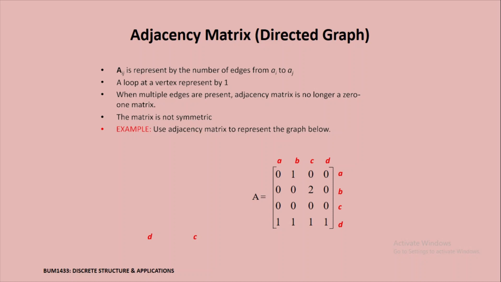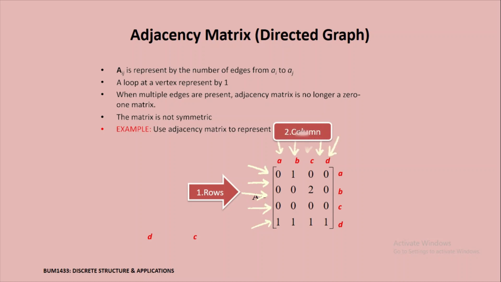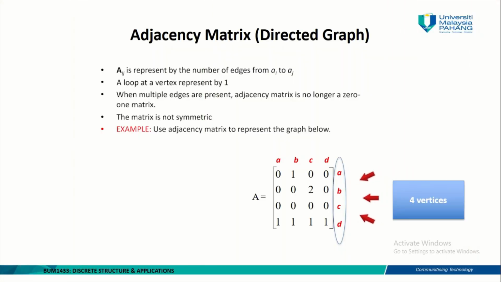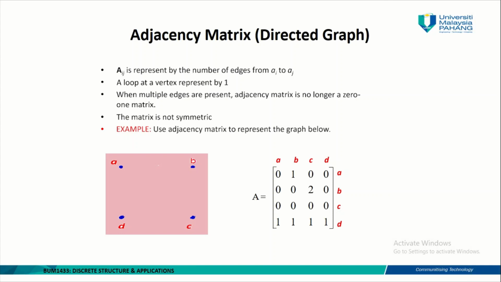So this is the example of using an adjacency matrix to represent the graph. Okay, let's see. We have the matrix A here with 4 rows and 4 columns. We still read from the row to the column, and the rows and columns also represent the vertices, and the matrix is not symmetric. We have 4 vertices here, A, B, C, D. So as usual, we draw a point for A, B, C, D.